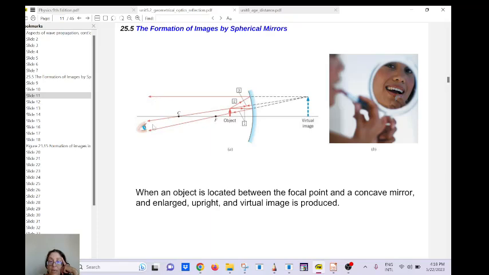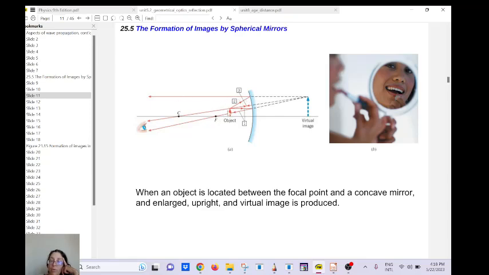So that the ray, for example, that wants to go through the center here, is going to bounce off and come back in the same direction. A ray that is parallel wants to go through the focal point. And this ray here that seems to come from the focal point wants to be parallel.